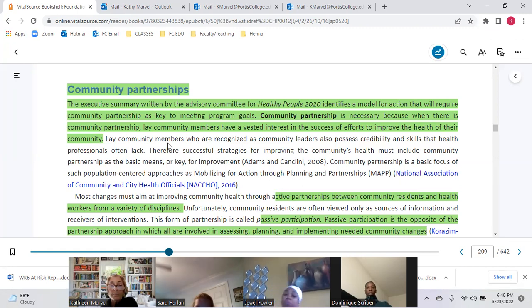Okay. So what are some examples of community partnerships in your communities? Do you guys have local sports teams that partner with the schools?